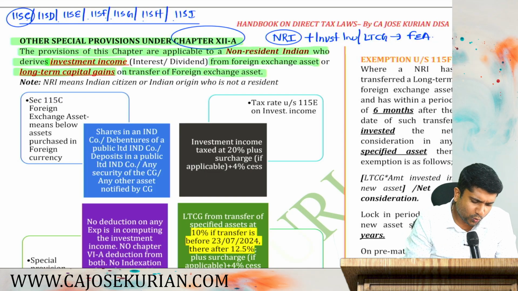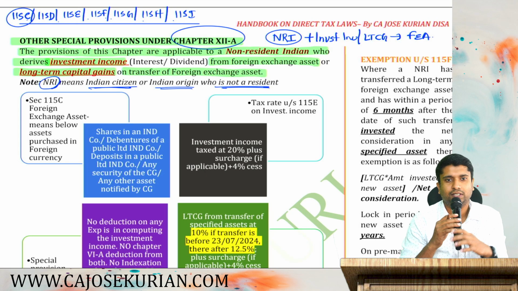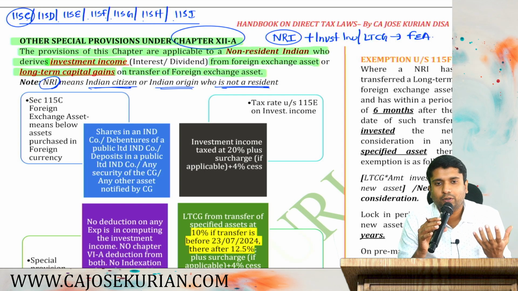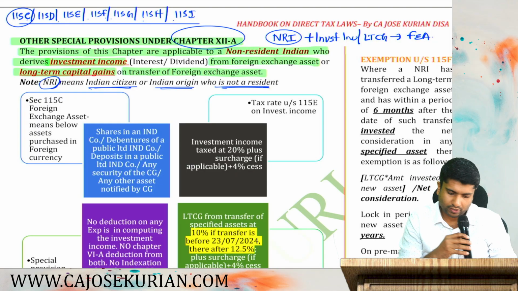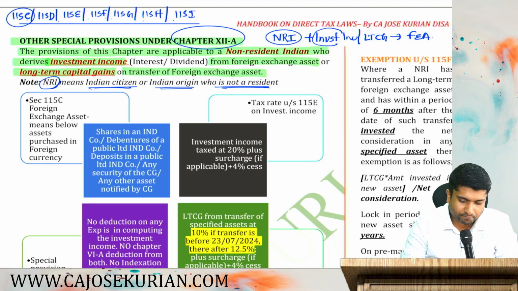First of all, who is NRI? NRI means an Indian citizen or a person of Indian origin who is not a resident. You are an Indian citizen or of Indian origin and currently you are not a resident. Then we can call you an NRI. Alright, simple definition. Now the next question is, what is investment income? Interest and dividend income is said to be what, friends? Investment income.